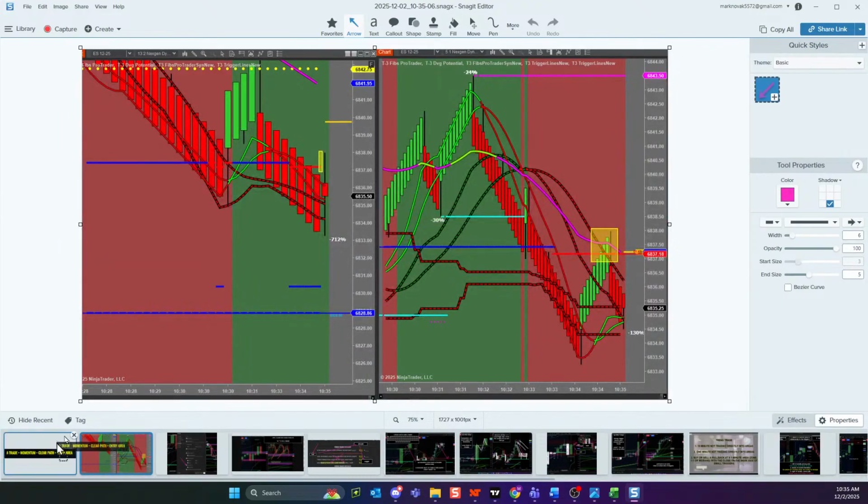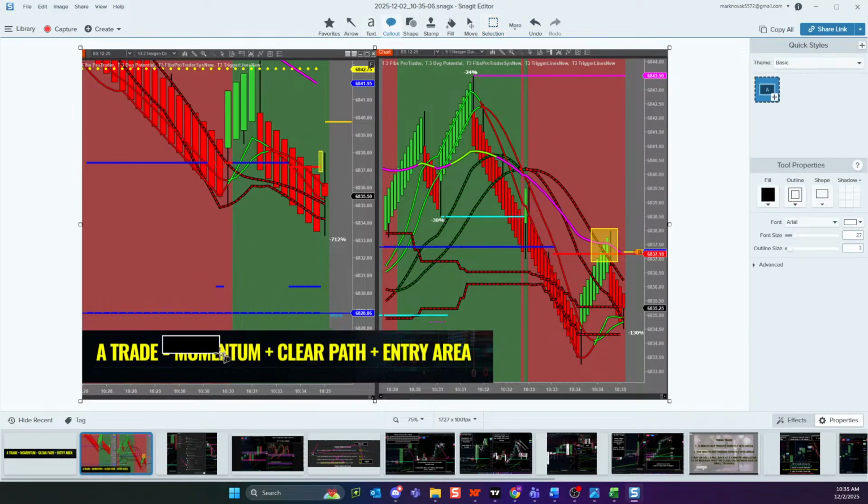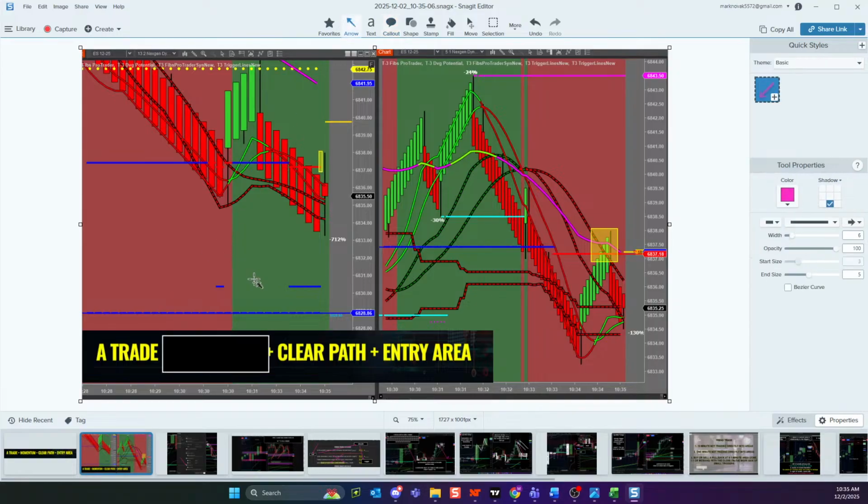So OG, the perfect trade is momentum, clear path, and entry, right? Can we agree that the momentum is not there? Smalls are on the wrong side of the large. Does that make sense, everybody? Perfect. Do you have a clear path, OG? All triggers below, room? Do you see it? Do you have an area inside of triggers?